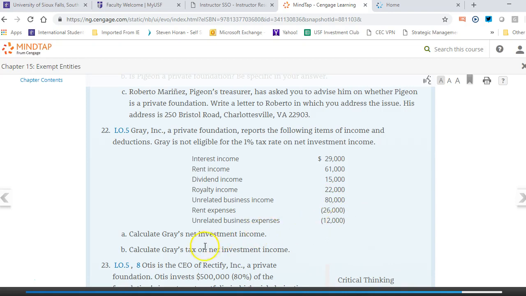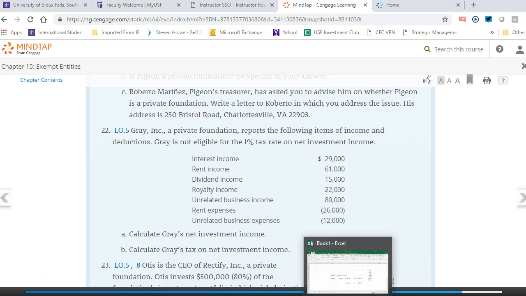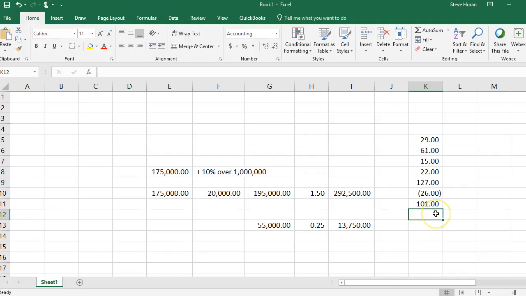Then question B is, what is their tax on net investment income? That simply is 2% times the 101. So we take the 101 times 0.02, and we get 2,020 as the answer. Okay, so that is the end of what I want to cover to get you ready for Chapter 15. Thanks.